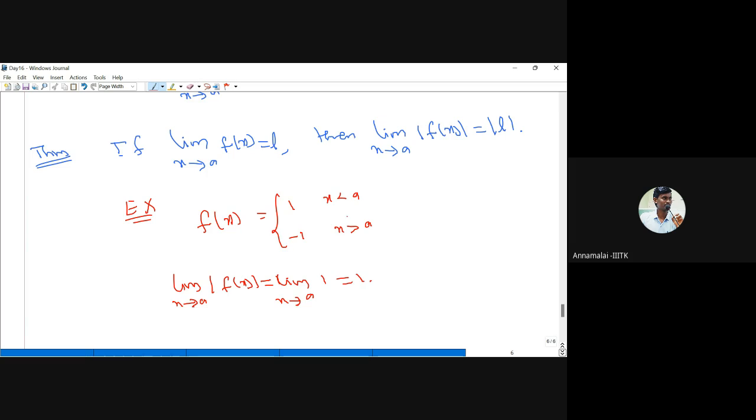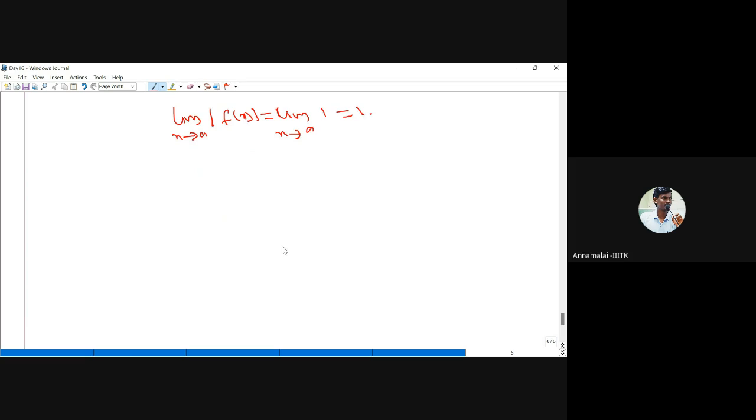But the limit of the given function does not exist. Why? The right hand limit is 1, and the left hand limit is minus 1. Therefore, the limit of the function does not exist. So the converse of the theorem may not be true: the limit of modulus of f may exist, but the limit of f may not exist at the point x equal to a. This is an important theorem. And then suppose there are two functions f and g, f is bigger than g, and then the limit of f, limit of g.